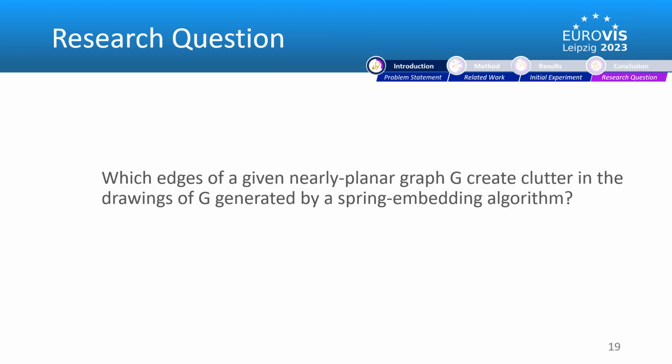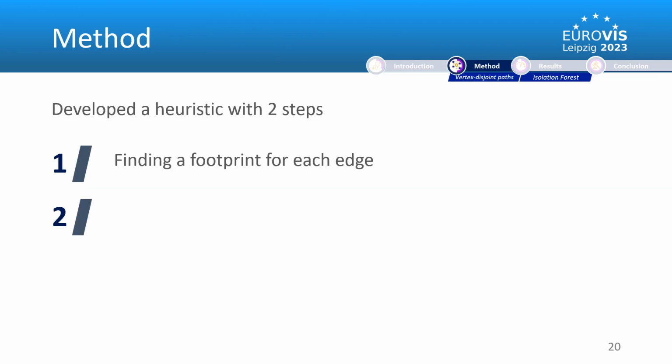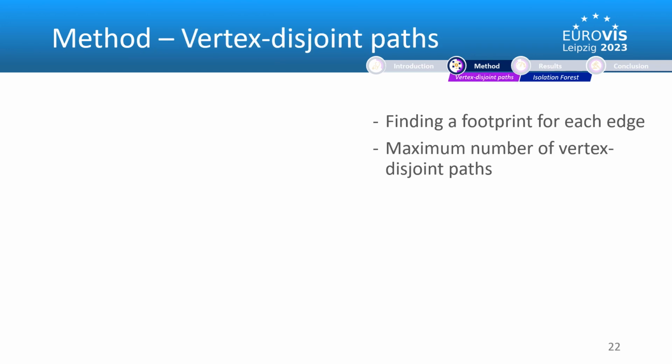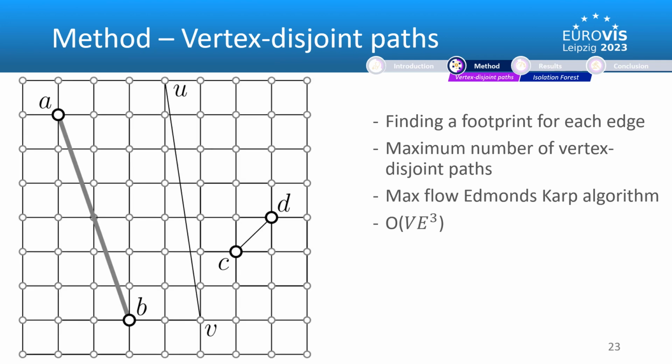Which edges of a given nearly planar graph G create clutter in the drawings of G generated by a spring embedding algorithm? To try and answer this question, we developed a heuristic consisting of two simple steps. First, we find an identifier for each edge, and then we classify and weight the anomalous edges. To find an identifier, what we call a footprint, for each edge, we take a look at the maximum number of vertex disjoint paths, which we can simply get using the MaxFlow Edmonds-Karp algorithm.